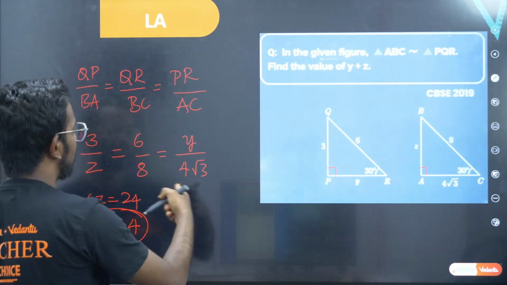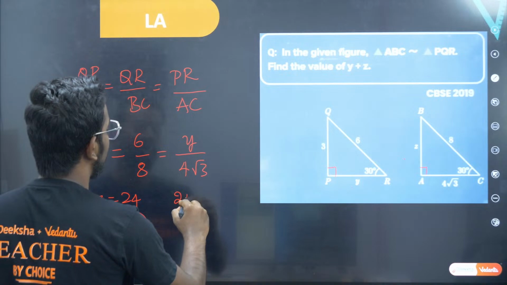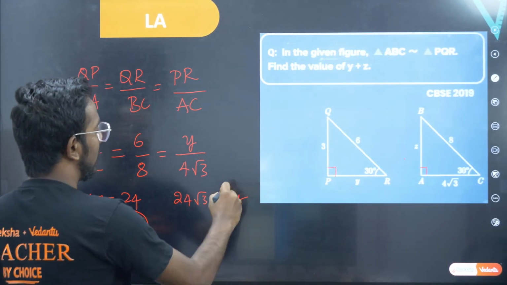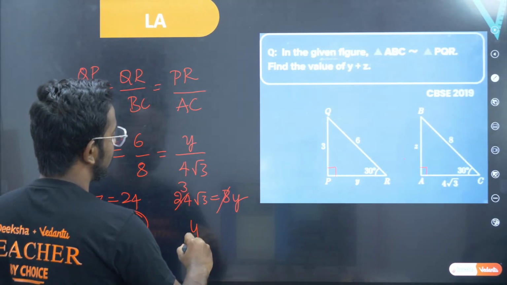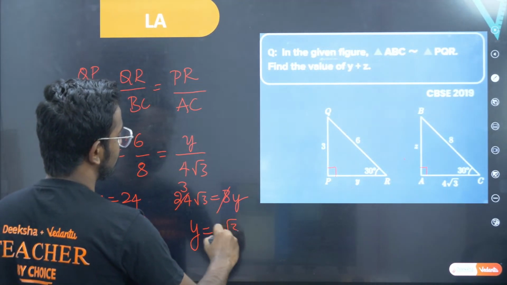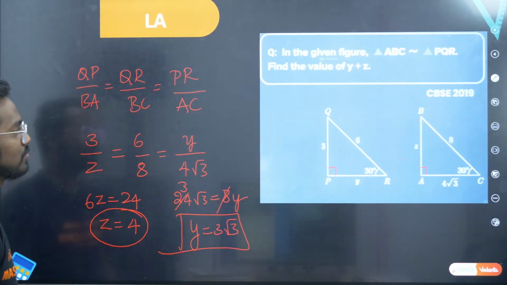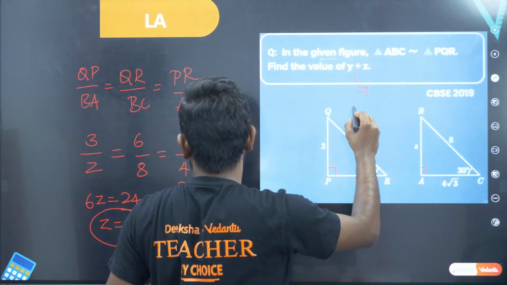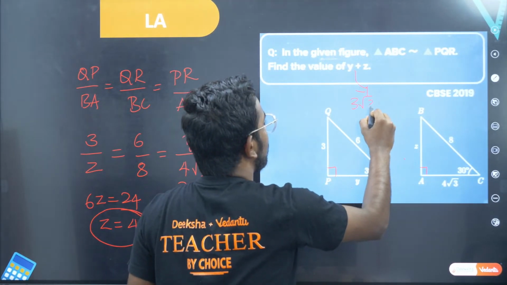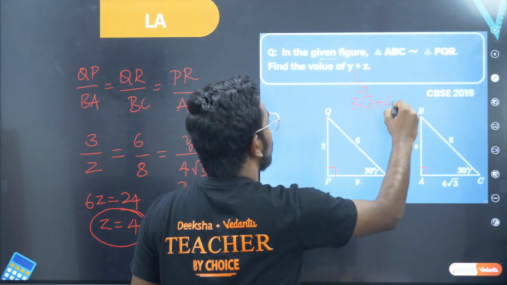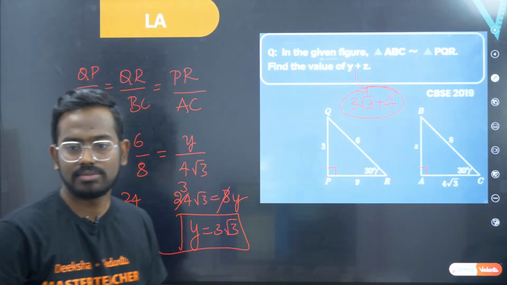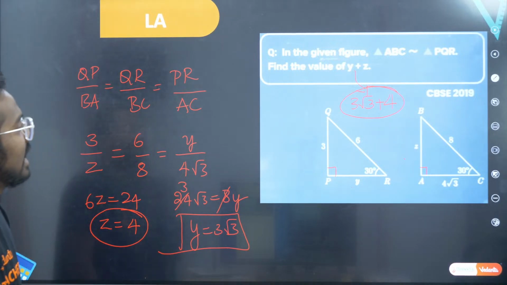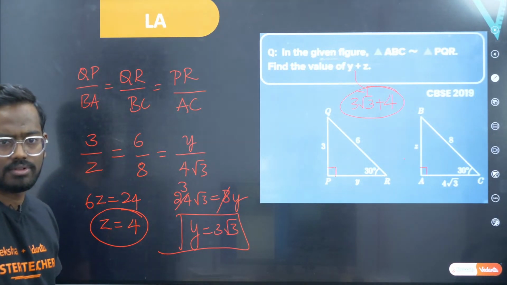And what is y from here? 24 root 3 is equal to 8y. So 8 one times, 8 three times. y is equal to 3 root 3. Simple thing. So now they've asked what is the value of y plus z. So y plus z is basically, y is 3 root 3 and z is 4. So therefore your final answer is y plus z is 3 root 3 plus 4.